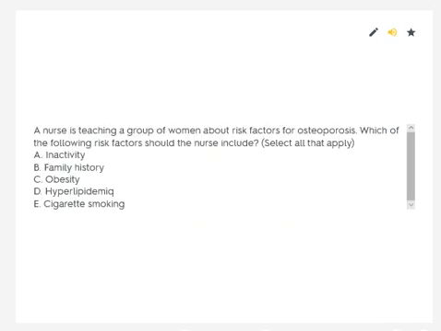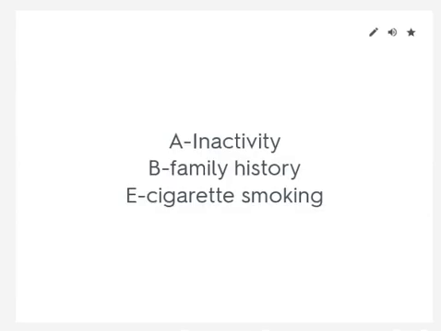A nurse is teaching a group of women about risk factors for osteoporosis. Which of the following risk factors should the nurse include? A. Inactivity. B. Family history. C. Obesity. D. Hyperlipidemic. E. Cigarette smoking. A. Inactivity. B. Family history. E. Cigarette smoking.